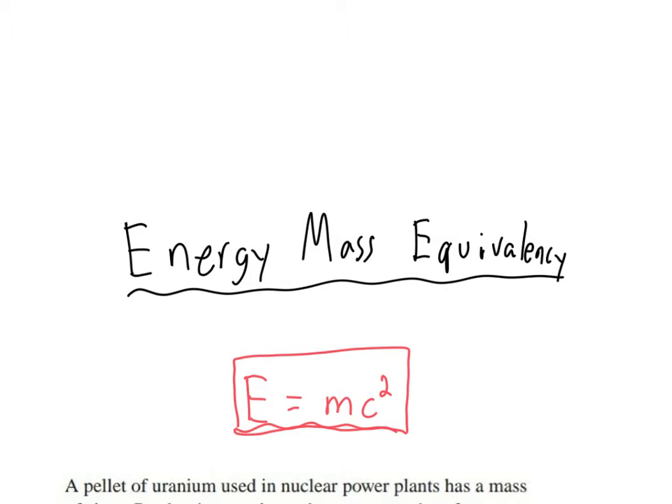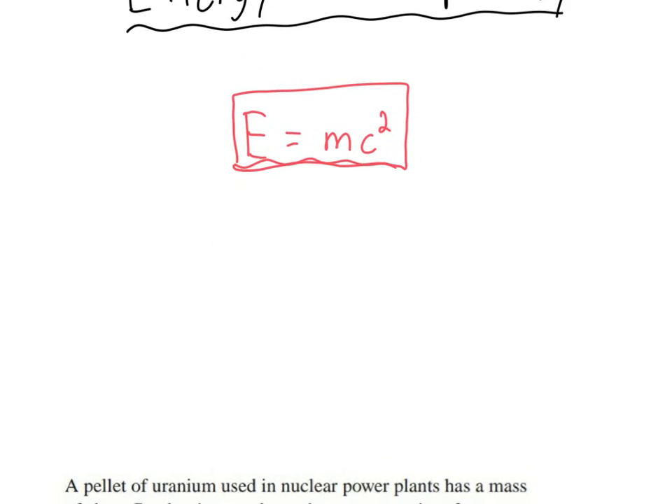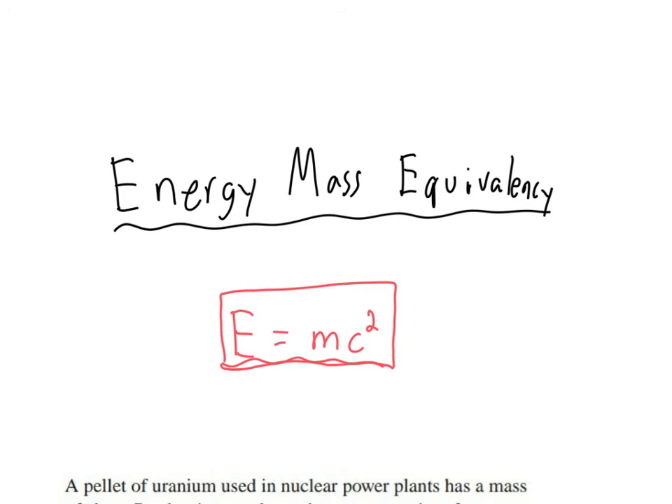Hello Science 30s. In this video we're going to be looking at energy mass equivalency, or that famous equation E equals mc squared. Now you may know that formula came from Albert Einstein back in the early 1900s and has to do with his theory of general relativity. Now I just grabbed this from the textbook because I think it's a good thing to look at, and I like the way that it's worded.